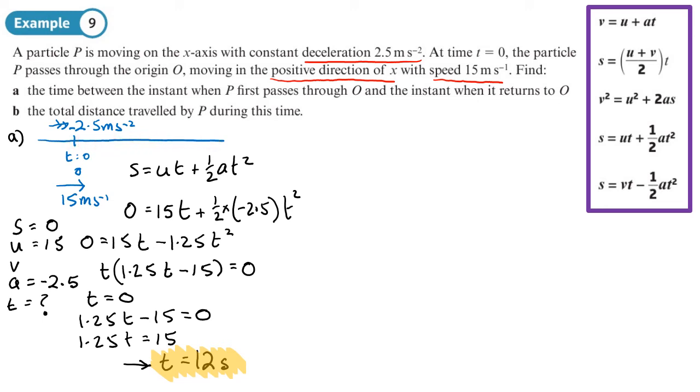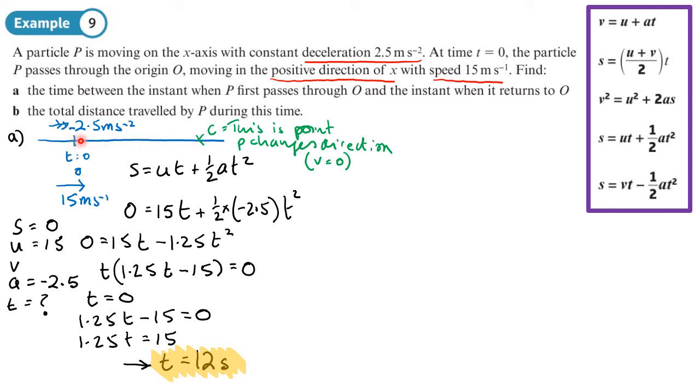So let's call the point at which it changes direction C, for change. This is the point where P changes direction. So it gets to a velocity of 0 and then it changes direction. Now we can work out the displacement to this point and then we just double it.